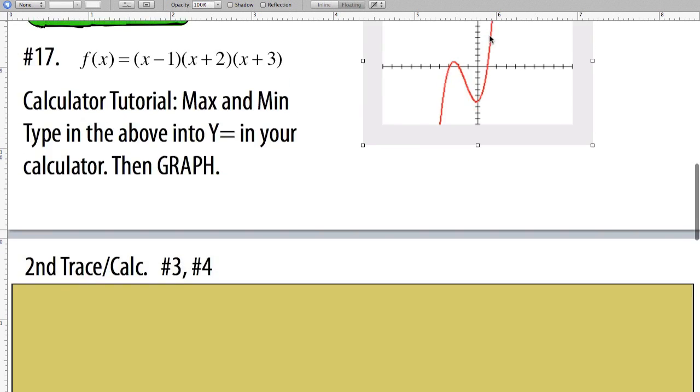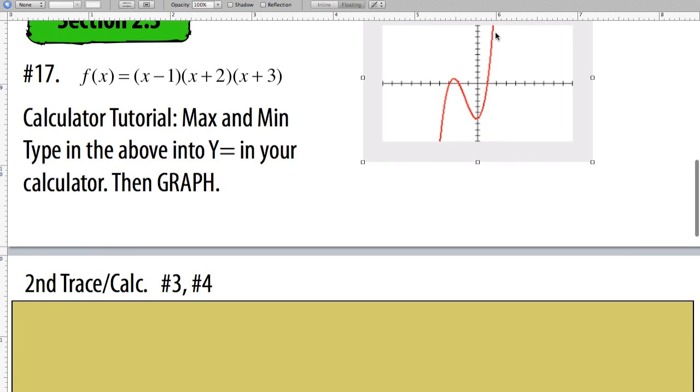We don't have an actual absolute anything because these graphs go up forever and go down forever. So I don't have any absolutes, or any global values that are at just the maximum or the minimum. All right, here are the instructions for finding min or max.